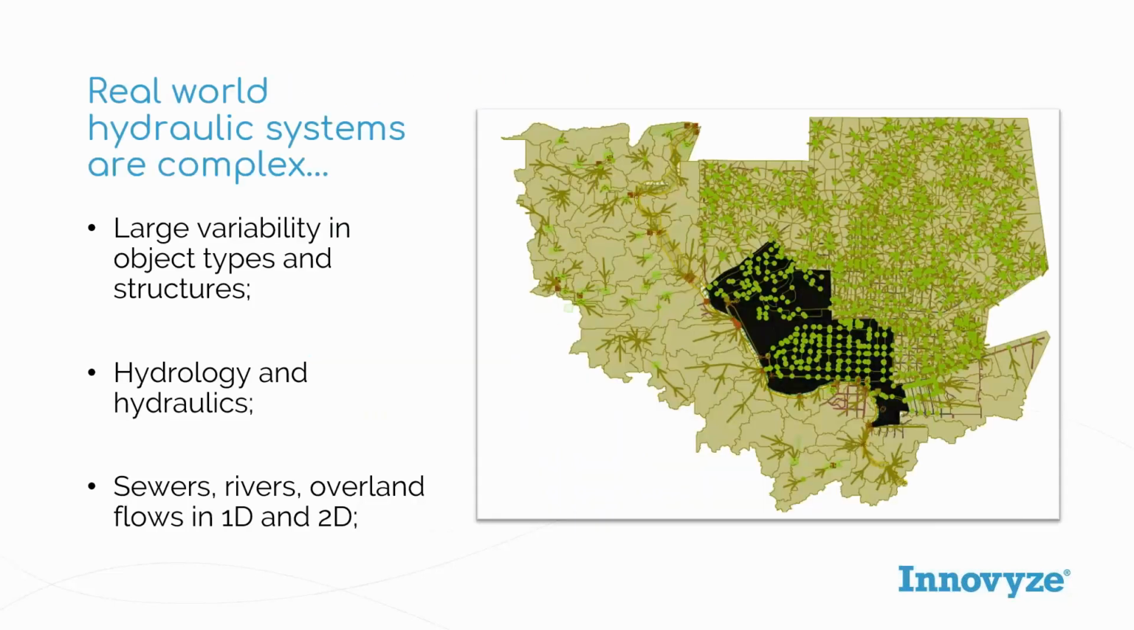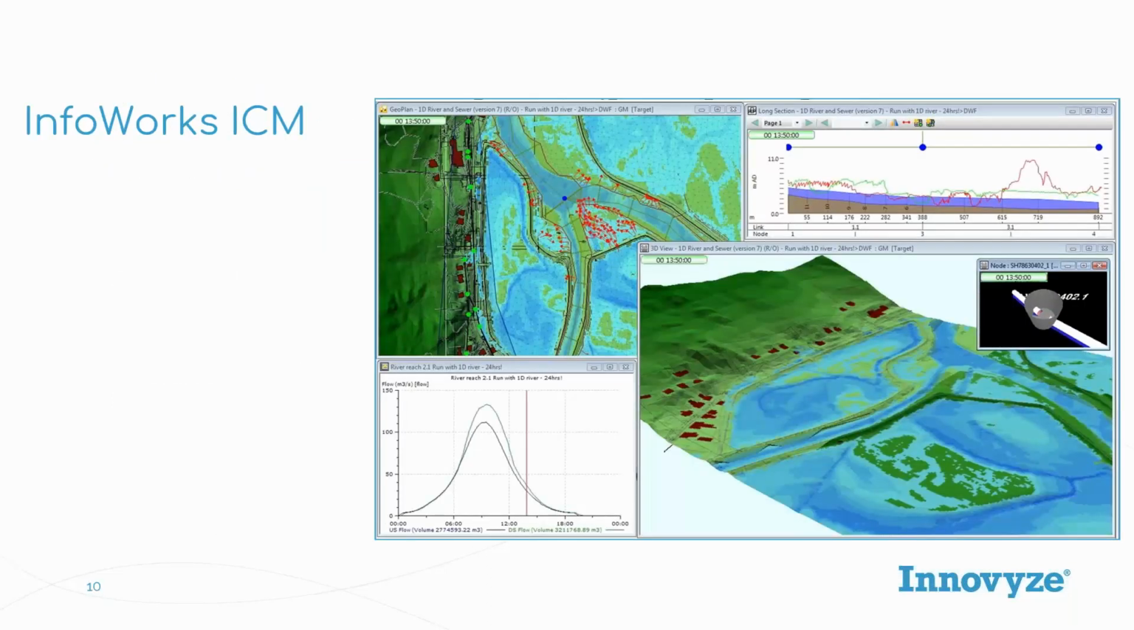So in short, real-world hydraulic systems are complex. There's large variability all across the catchment. Different things need to be represented in sewers, rivers, and overland flows. And the best way to do that, I believe, is with InfoWorks ICM.